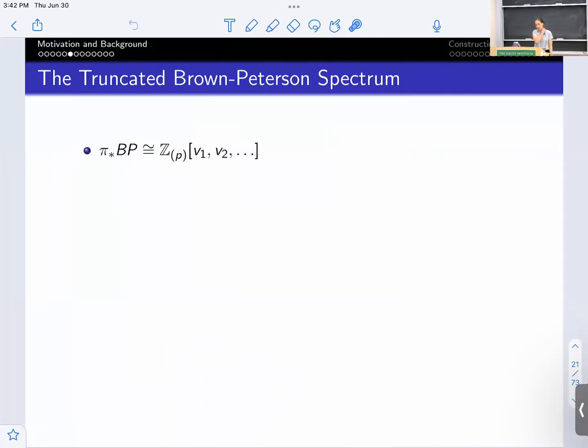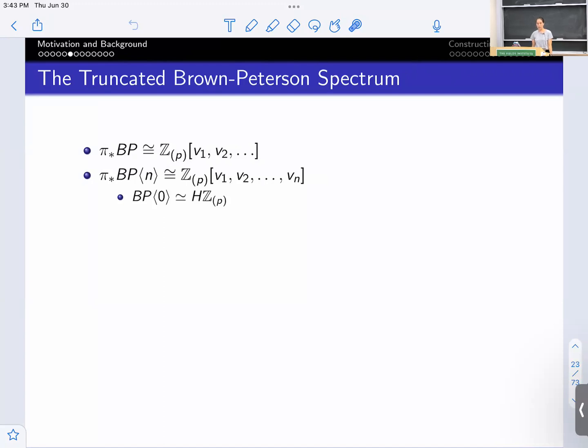So a little bit more about what the truncated Brown-Peterson spectra are. The homotopy groups of the Brown-Peterson spectrum itself are generated over the p-local integers by an infinite set of generators. The homotopy groups of the n-truncated Brown-Peterson spectrum, a spectrum constructed to be generated by just the v1 through vn generators.